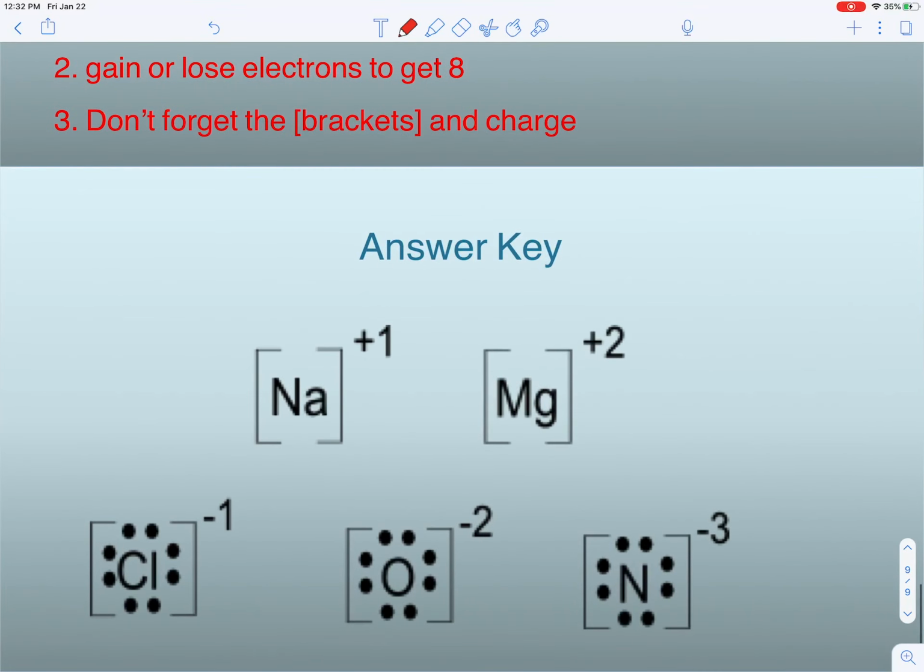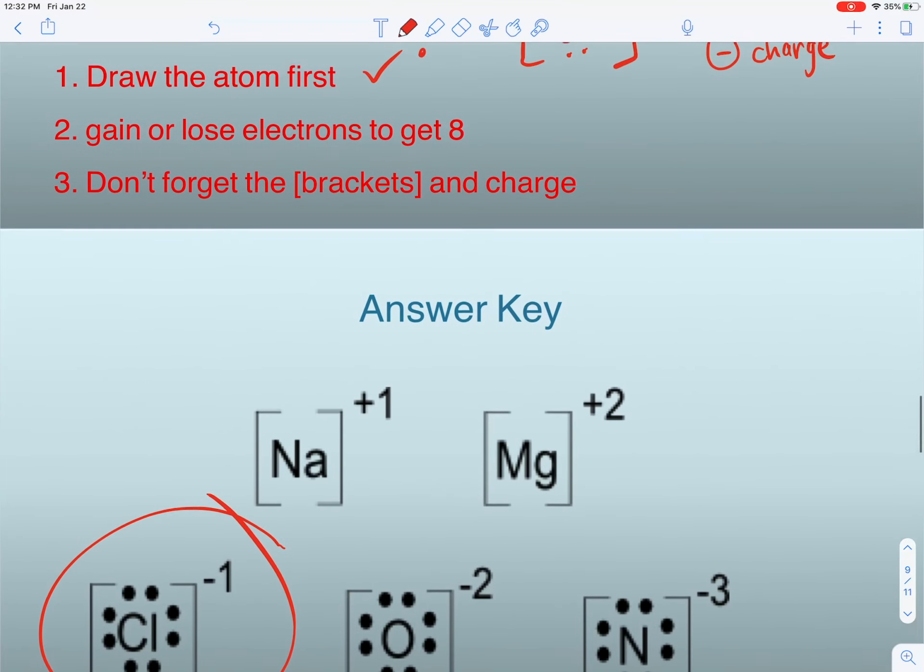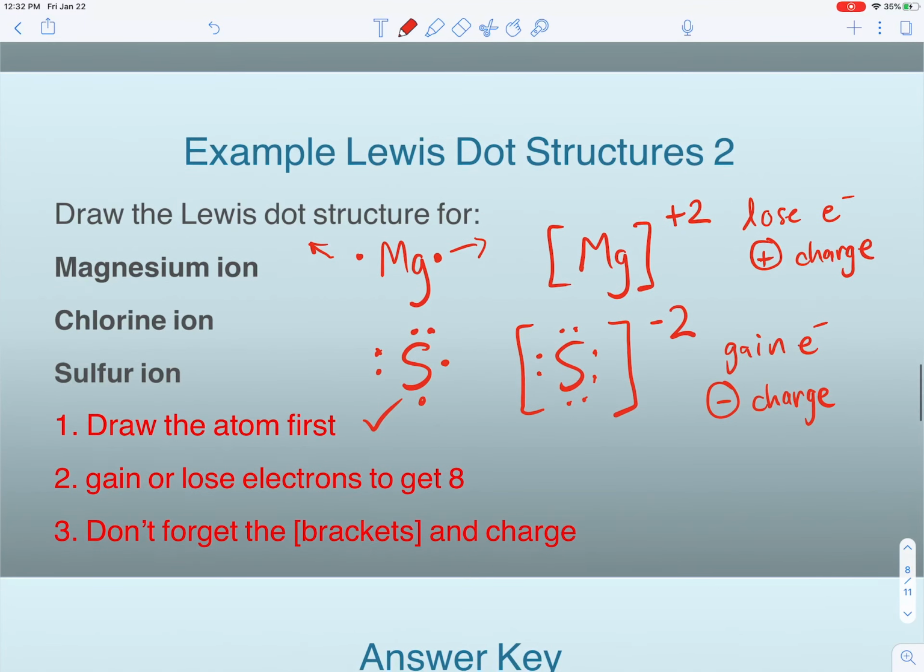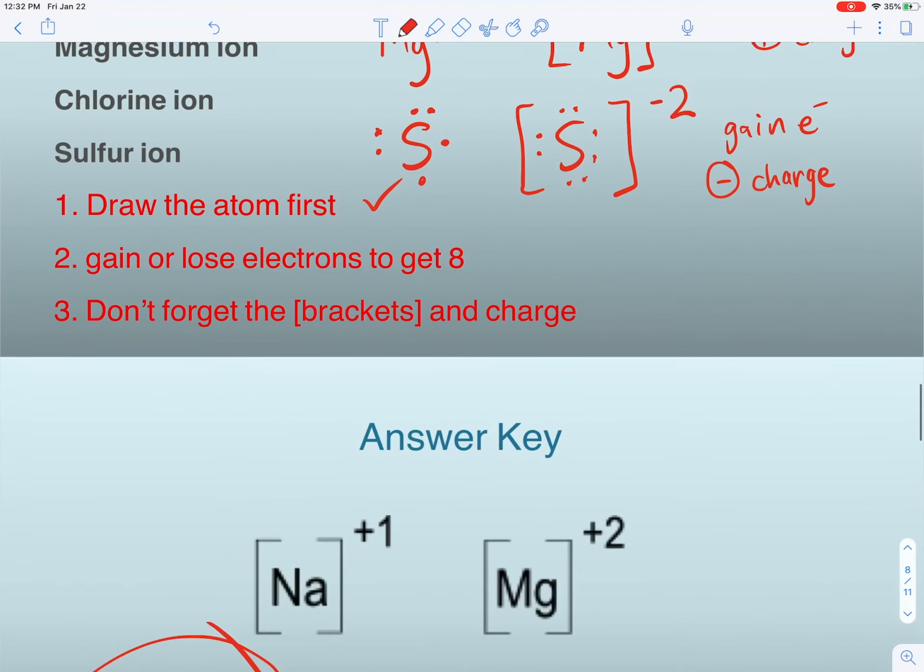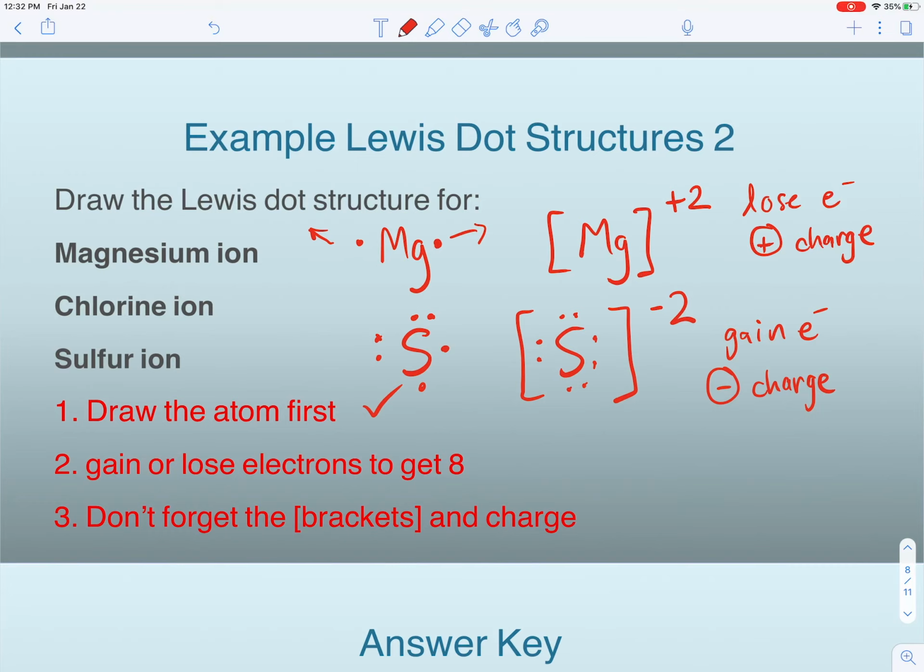And here are the answer keys if you want to look at chlorine here. Practice doing these, and don't forget your brackets and your charge if you're doing ions. If you're doing regular atoms, then you don't need the brackets. All right, practice these and make sure you ask me any questions if you have them.